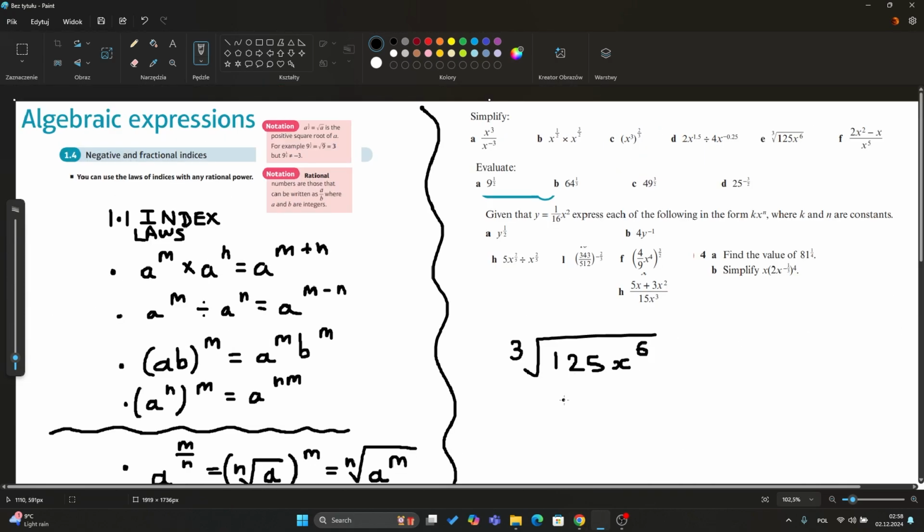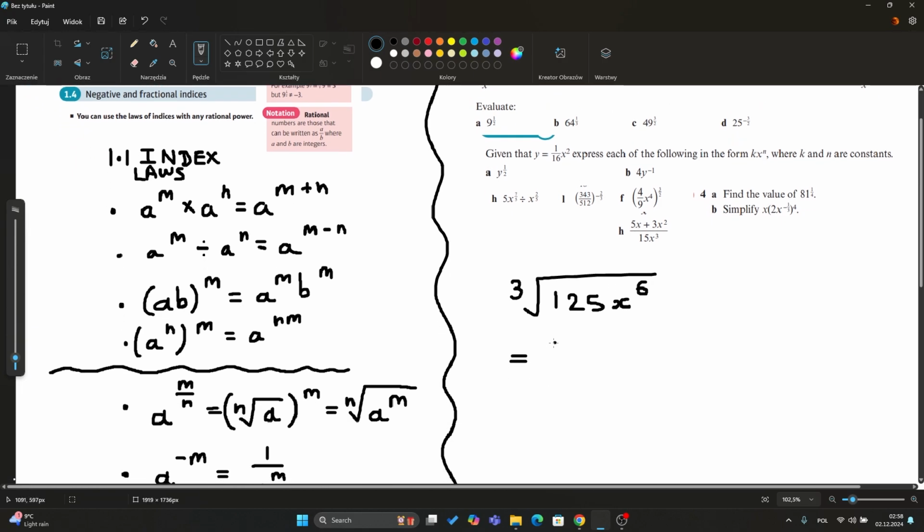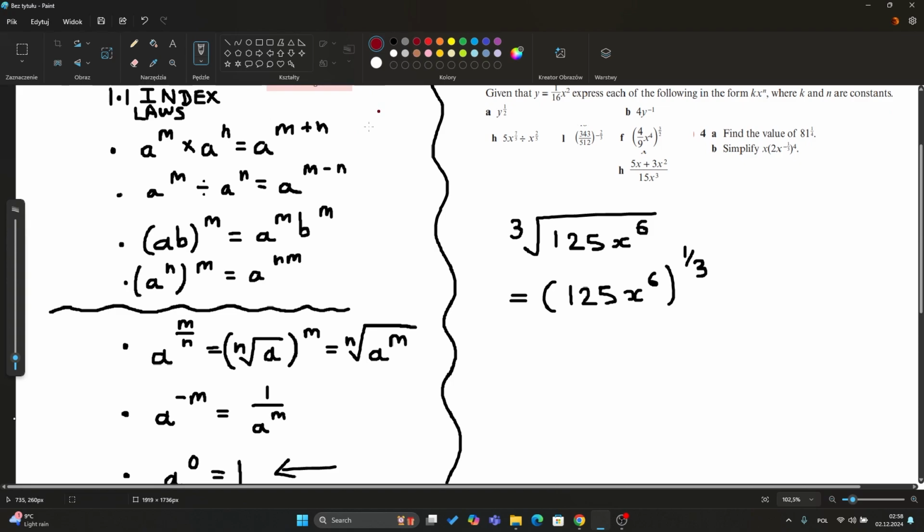Now we deal with the cube root of 125x to the power of 6. So what happens here is that we can change that cube root into a fraction, and we can do that using this rule over here, because we know that the n, which is at the bottom, is our root, so that will be the cube root, and that's why we put 1 over 3. So this here is the same as saying this to the power of 1 over 3.